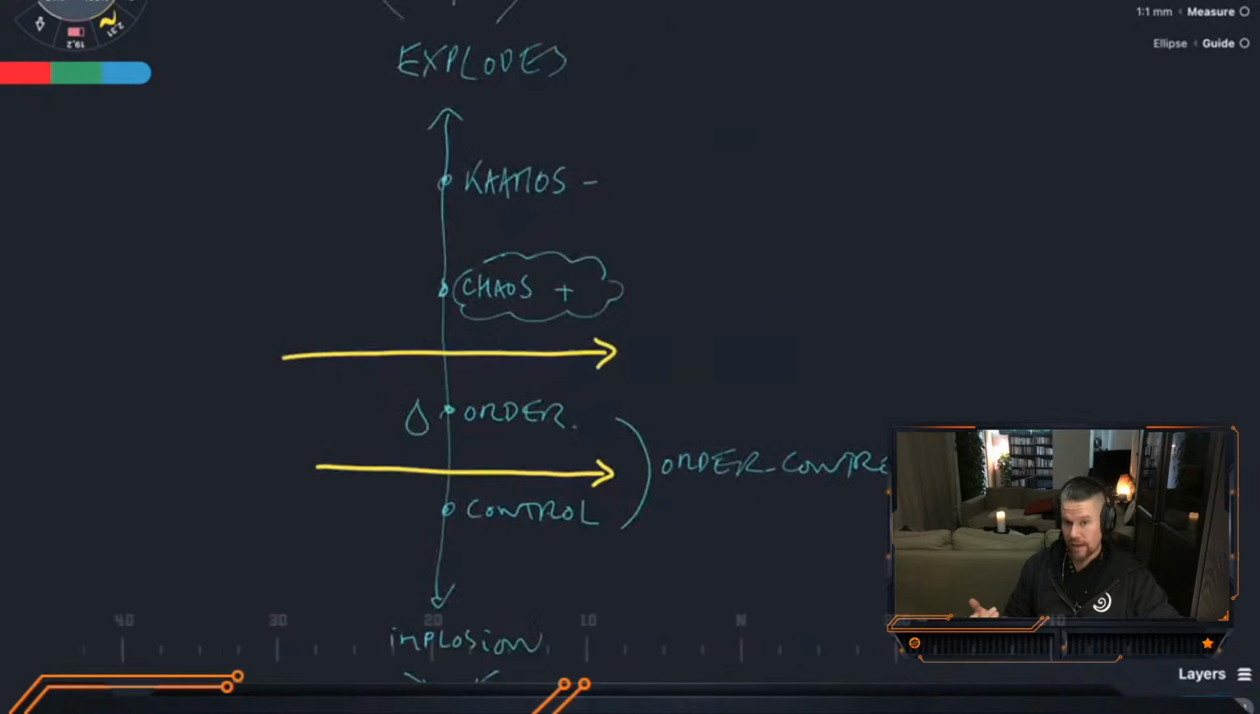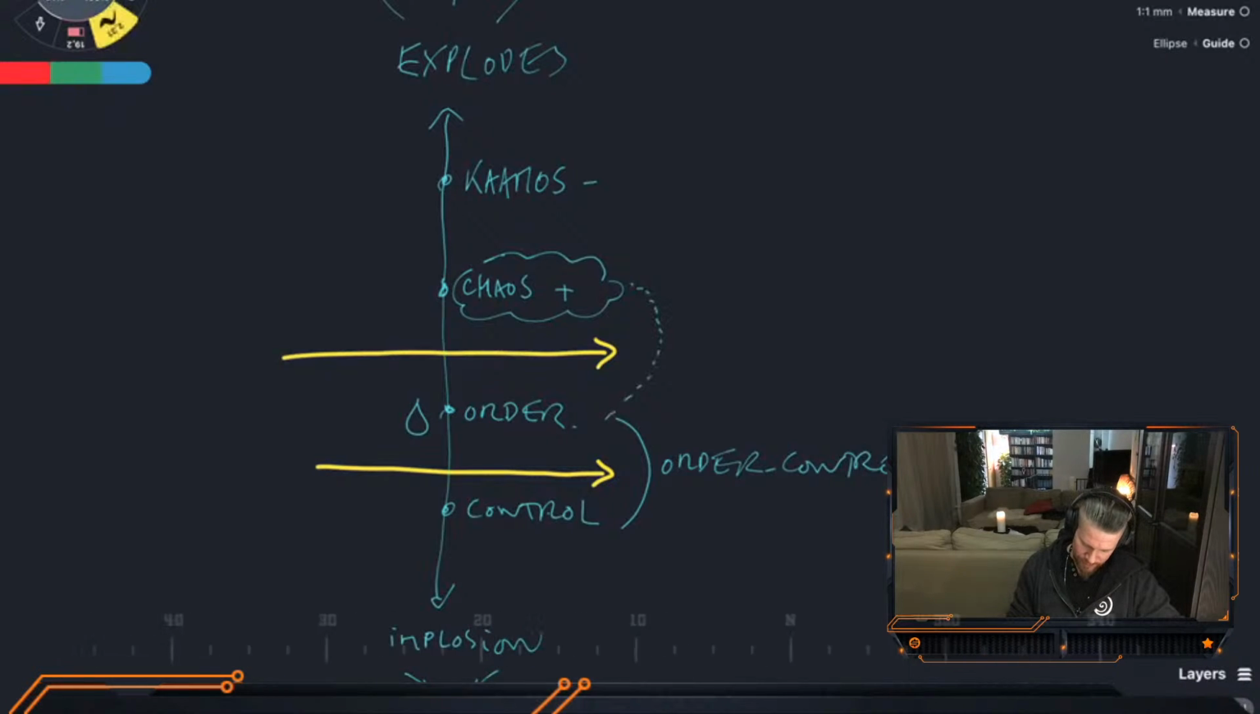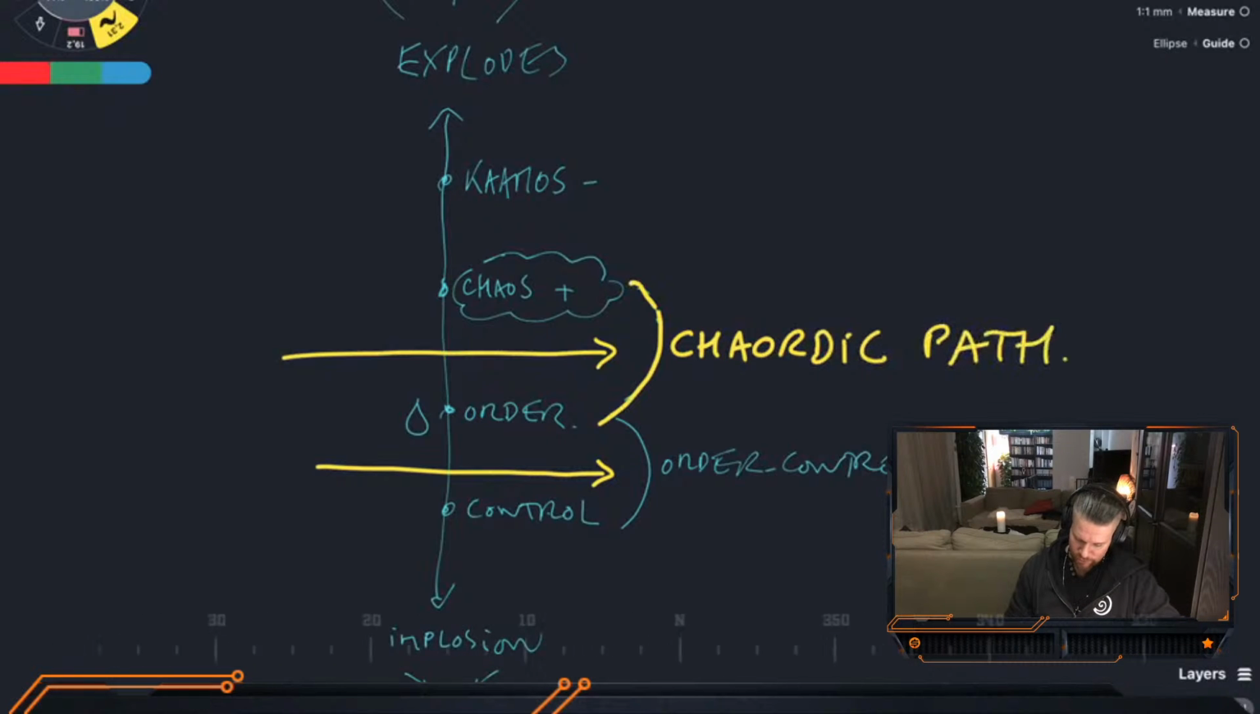It's also the case with budget controlling, for example, and certain departments and organizations need that balance of order control. But the majority of organizations need to cultivate this, which I'm going to draw in yellow to highlight it a bit more. This is called the CHAORDIC balance or CHAORDIC path. Very original, because it's a balance of chaos and order: CHAORDIC.